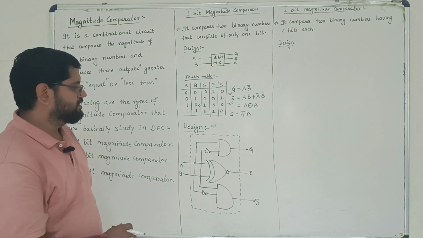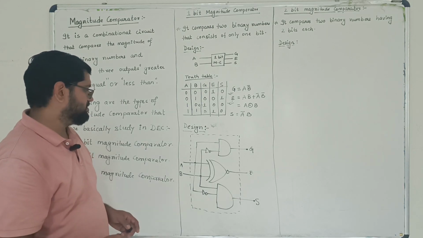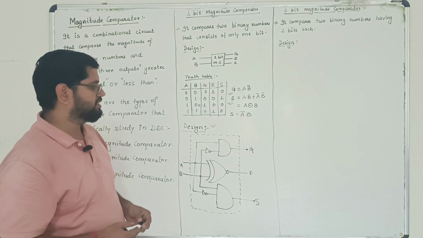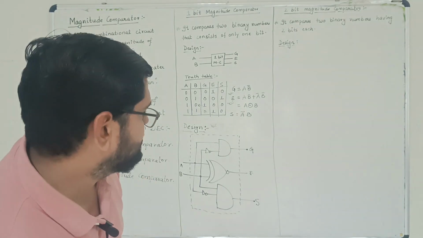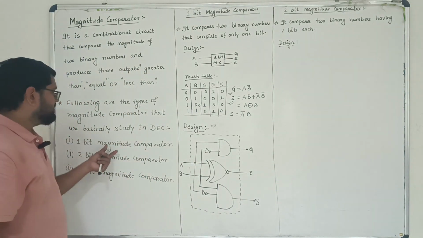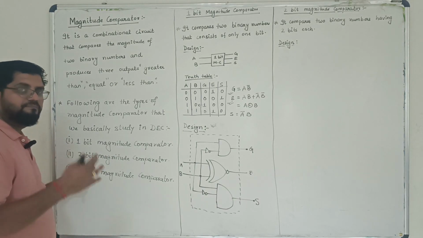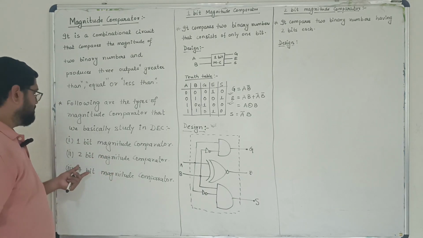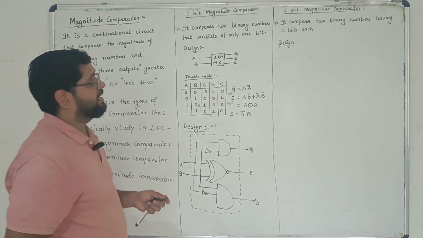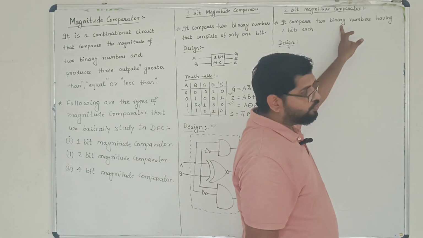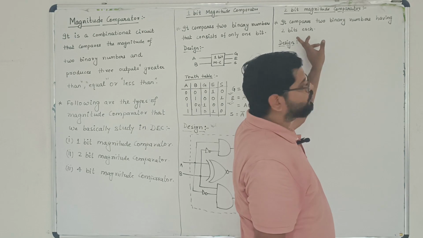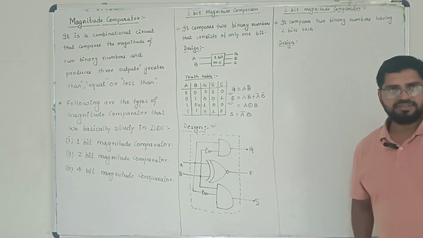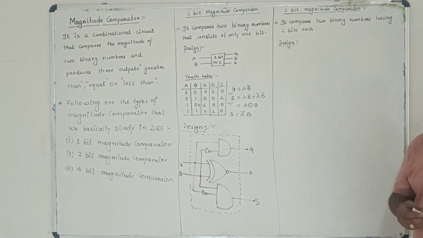I think all of you must have understood this. Okay, so after this we'll be moving to the 2-bit magnitude comparator. Now, as per the instruction that I have given you, the names are given on the basis of the number of bits that are present in the binary numbers that we are comparing. So when we are going for a 2-bit magnitude comparator, it compares two binary numbers having 2 bits each. Means each of the binary numbers will have 2 binary bits inside it.